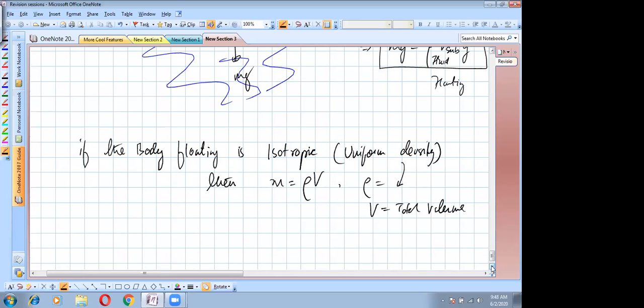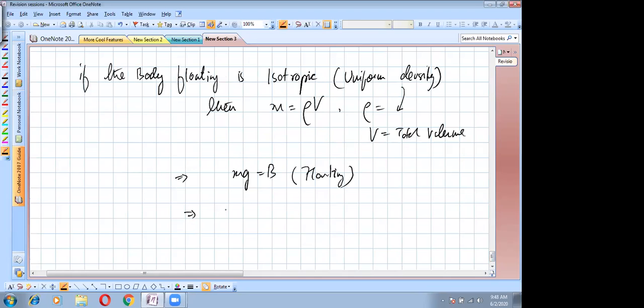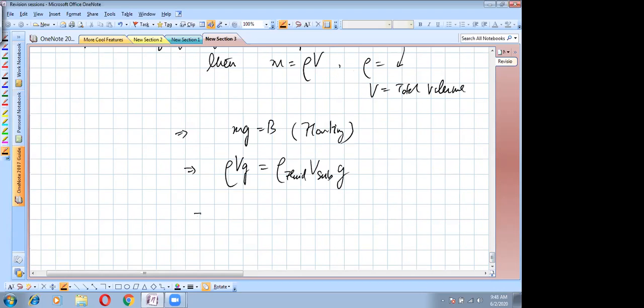Okay. So in that case, we get the equation of floating for a floating body as density of the material into total volume into g. That becomes density of the fluid into volume of the submerged part into g. So further, this equation becomes density of the body divided by density of the fluid is equal to volume of the submerged part divided by V.